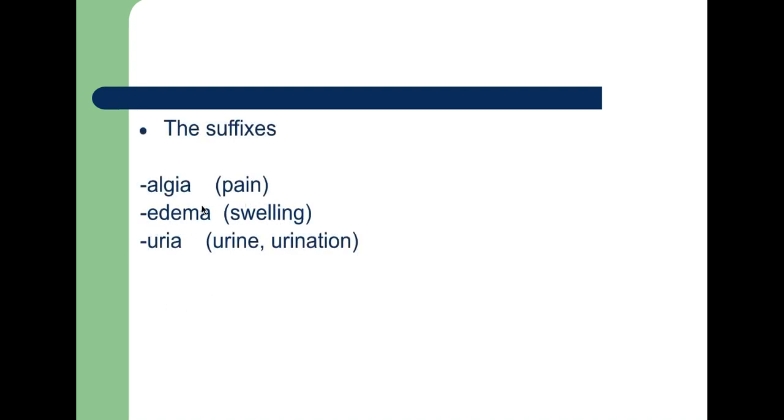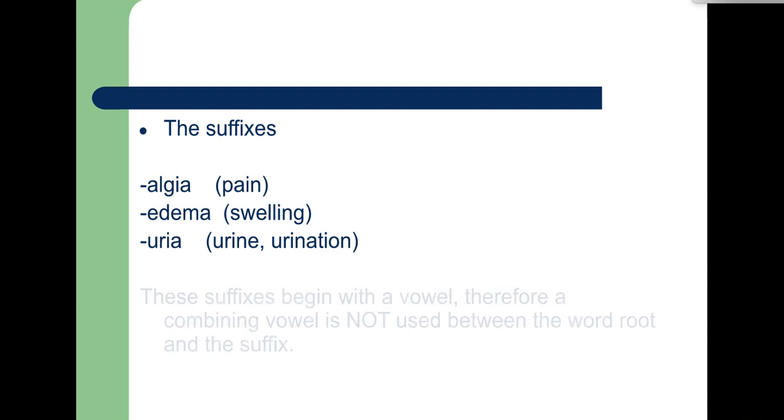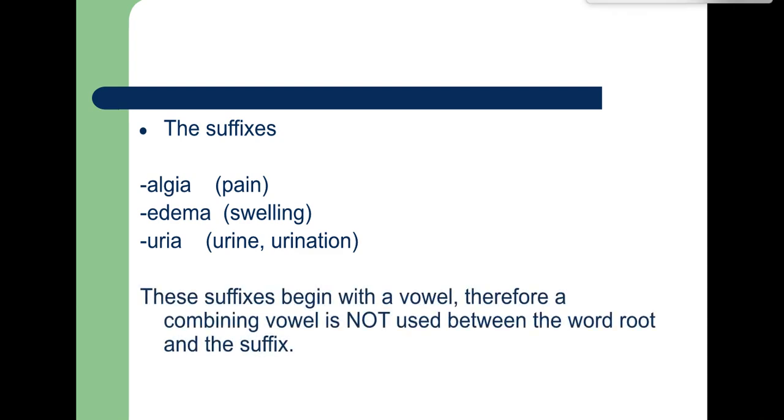We've got algia, which means pain, edema, which means swelling, and ura, which means to urine or urinate. So if you ever drink coffee, that's a diuretic. A lot of people think that coffee will make you poop. Coffee actually makes you pee. So a diuretic will get you going.